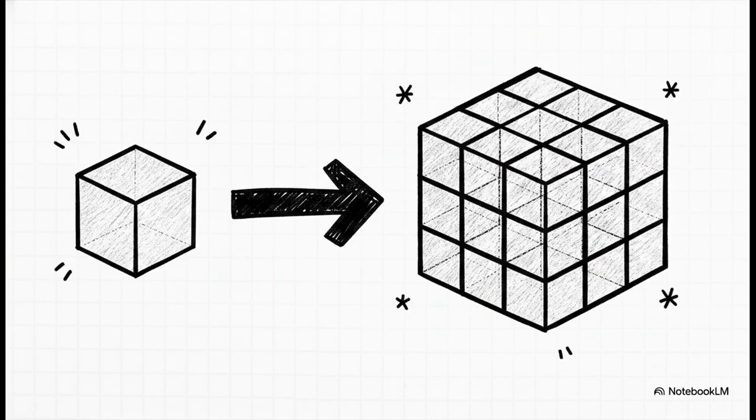So here's the absolute crucial point. Because volume incorporates 3 dimensions, our simple linear scale factor must be cubed. Think about it. You're scaling the length, you're scaling the width, and you're scaling the height. That is the scale factor times the scale factor times the scale factor.